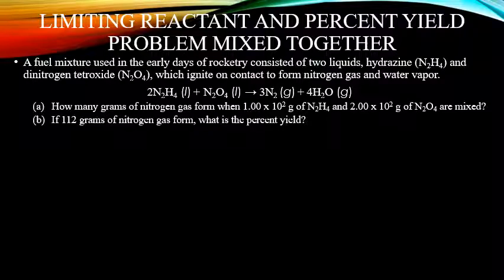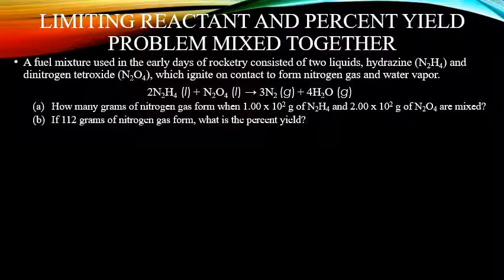So for this combination problem, we're going to look at a fuel mixture used in the early days of rocketry, consisted of 2 liquids, hydrazine, N2H4, and dinitrogen tetroxide, N2O4, which ignite on contact to form nitrogen gas and water vapor. So we have 2 N2H4 as a liquid plus N2O4 as a liquid, forms 3 N2 as a gas and 4 H2O as a gas.